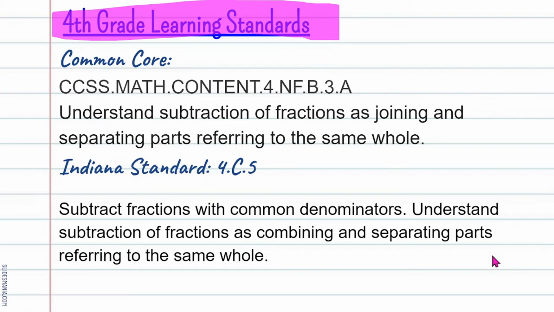This video today is going to be our fraction subtraction with some models practice problems video. Again, this is going to be our practice problems video for subtracting fractions. If you missed the teaching video, it is in the description below.